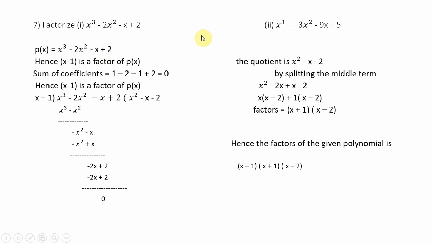Understand? By looking itself you can say, here you have 1. 1 minus 3 is equal to what? Minus 2. Minus 2 minus 9 is equal to what? Minus 11. Minus 11 minus 5 is equal to what? Minus 7. It is not equal to 0. So x minus 1 is not a factor of it.